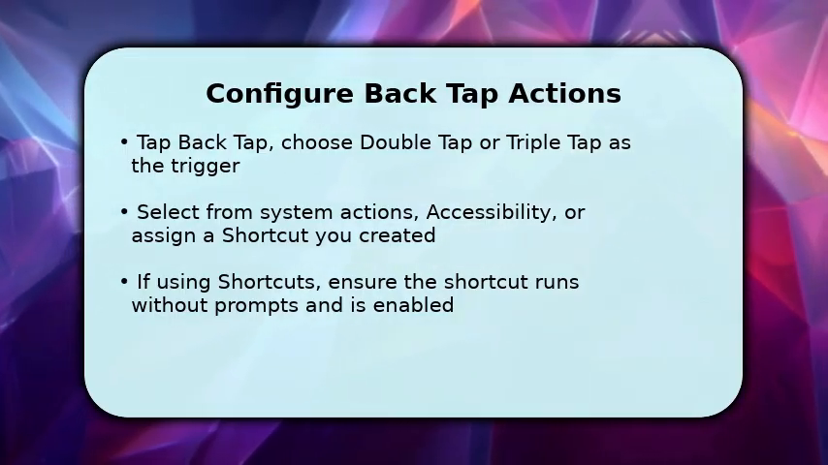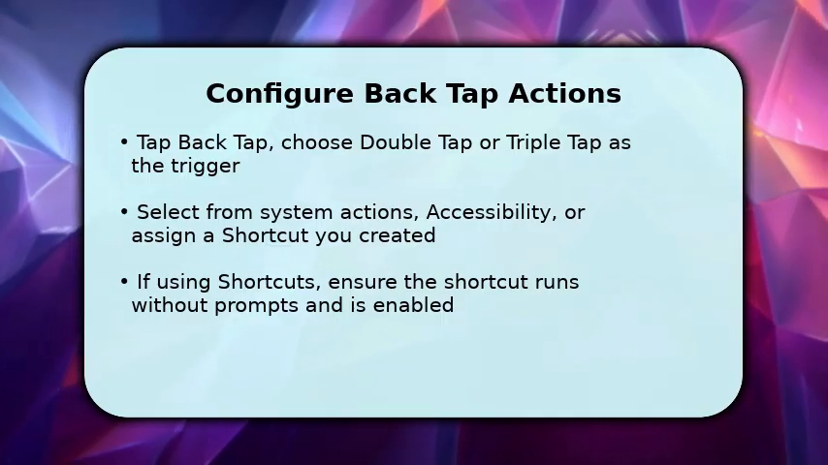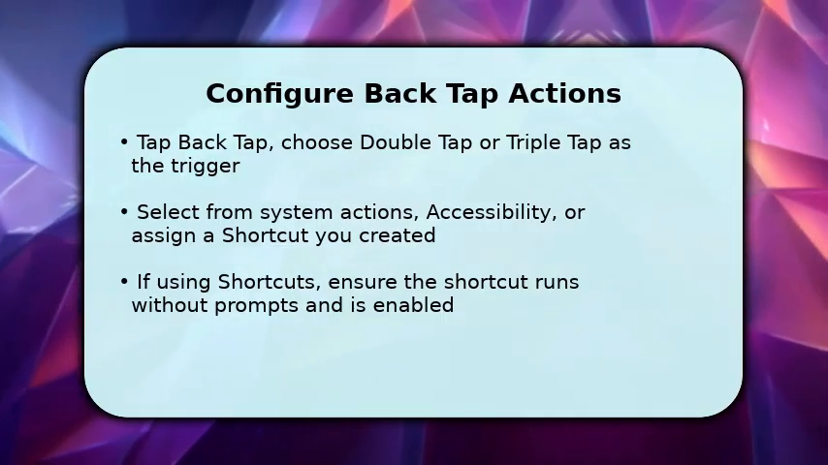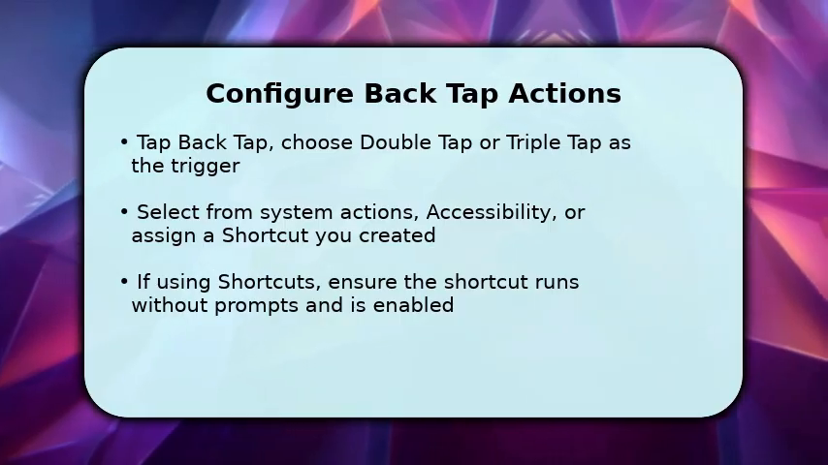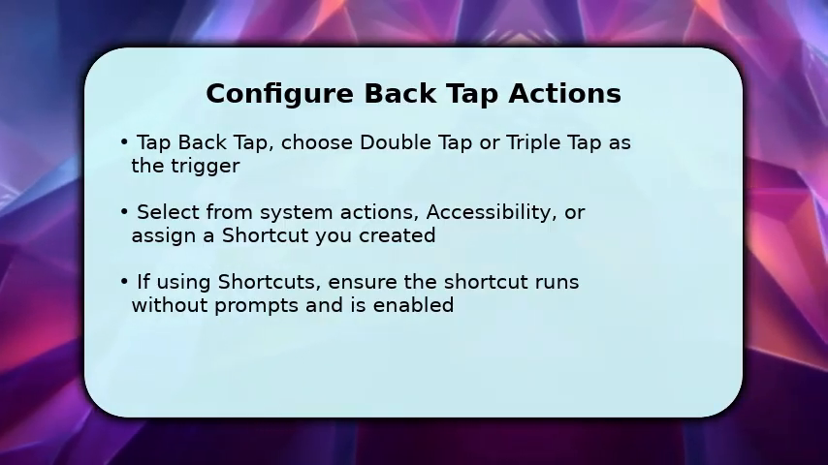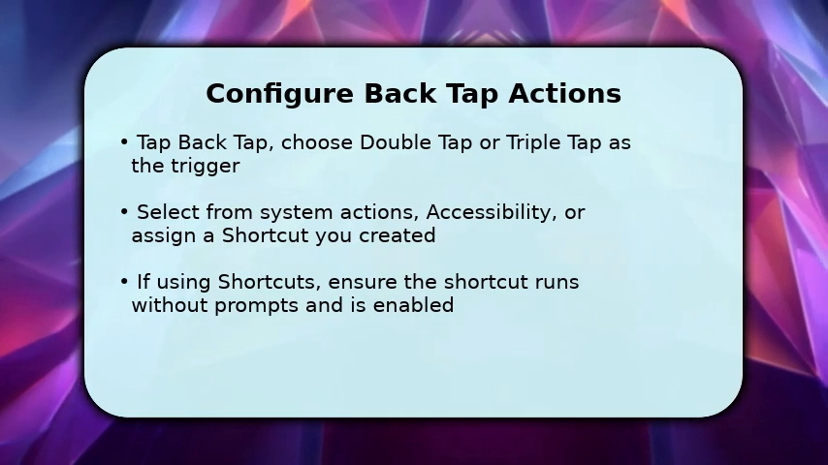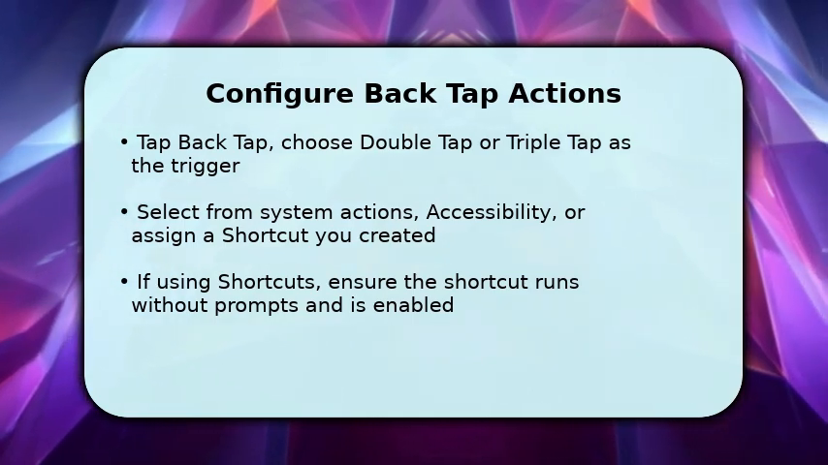complex tasks. If you use shortcuts, make sure the shortcut is pre-built and runs silently. Otherwise, back tap may appear to fail. Once selected, the phone will instantly map that gesture to the action you chose for quick use.